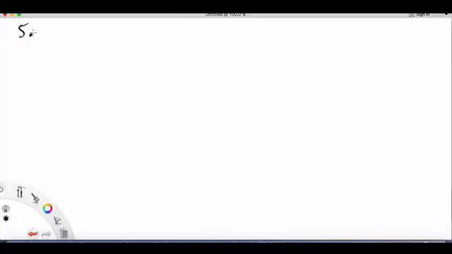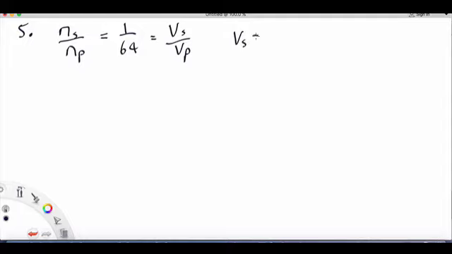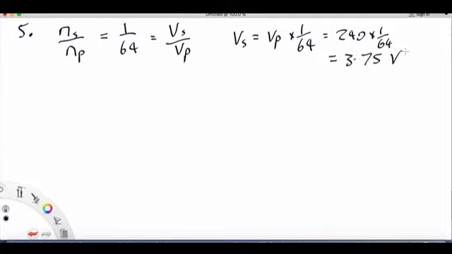Now, number five. We have a battery charger and it contains a step-down transformer. So the number of turns in the secondary over the number of turns in the primary is 1 over 64. That is also the voltage in the secondary over the voltage in the primary. So we know then that the voltage in the secondary must be the voltage in the primary times 1 over 64. Now, the voltage in the primary was the mains voltage, which is 240 over 64. That gives us 3.75 volts output from our charger.